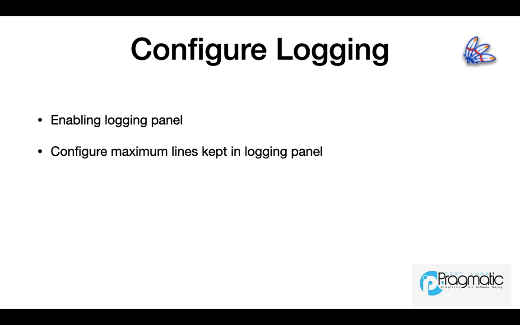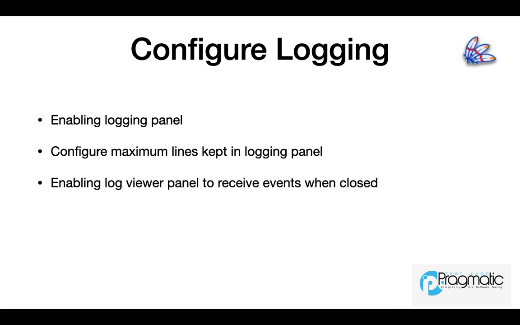Also, you can configure the maximum number of lines kept in the log viewer panel. By default, it is set to 1000. Ensure that you do not make it a very large number because of performance issues. Also, you can set a property to get all the events recorded into the log viewer panel even when it is closed.